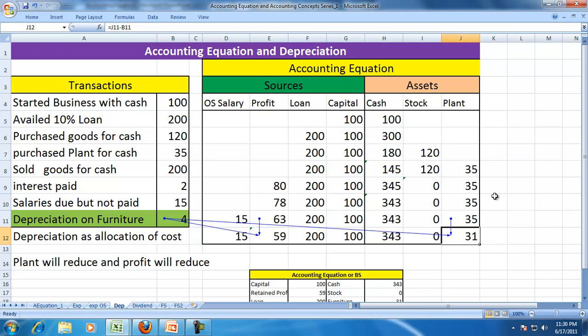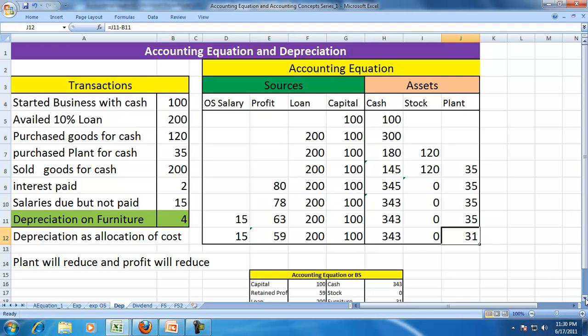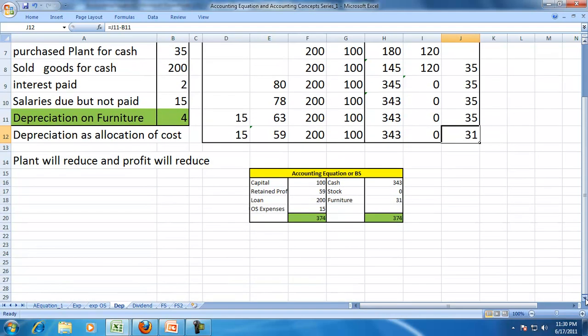Several questions on depreciation can be raised. How is it calculated, why is it calculated, what is the effect of depreciation on the cash flows, which we'll discuss a bit later on. But for the time being, the objective was to show what happens to the depreciation on the accounting equation. Now first time I want you to see something interesting.